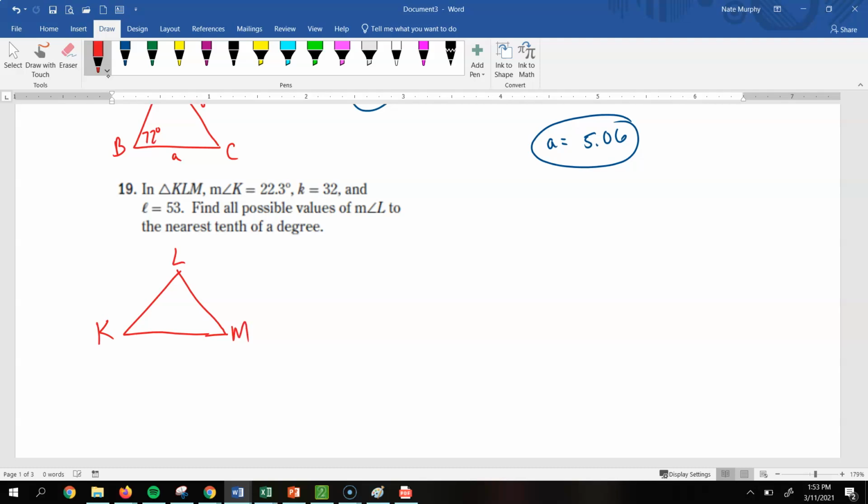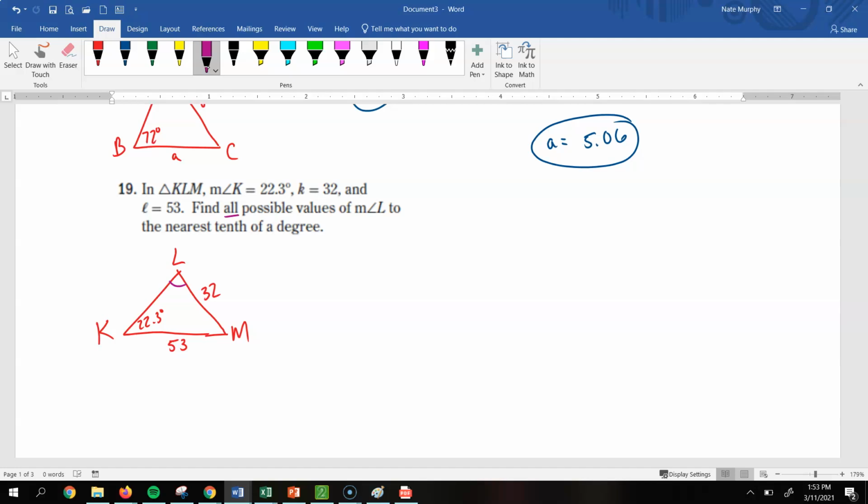There we go. And angle K is 22.3 degrees. Side K is 32, so that's across from angle K. And side L is 53, so it's going to be across from angle L. And we want to find all the possible values for angle L. Now, there's a key word there. Find all possible values. Why would they say that?